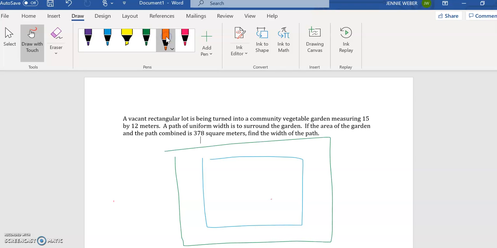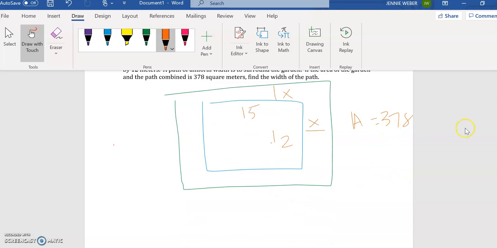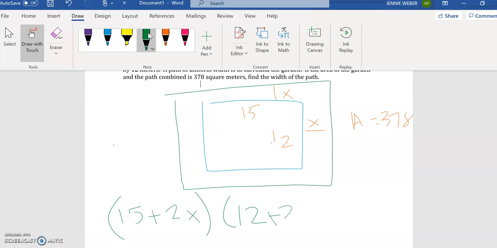And they told me this is 15 by 12, and since this is uniform, that means all the sides are, we're going to call it x, and we're trying to figure that out. And we know the total area is 378. Now, area of a rectangle is simply length times width. So the length of the whole thing is going to be 15 plus an x on each side, and the width is 12 plus the x on each side. And that has to equal 378. Now we just need to solve this equation.